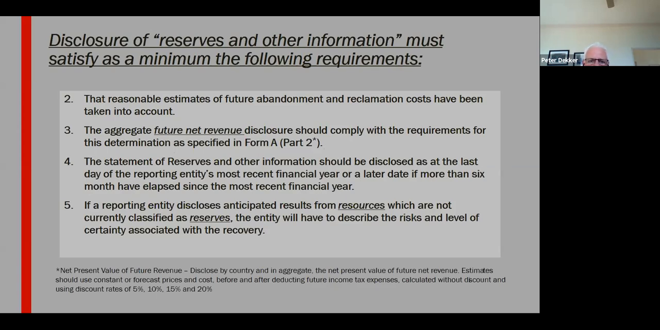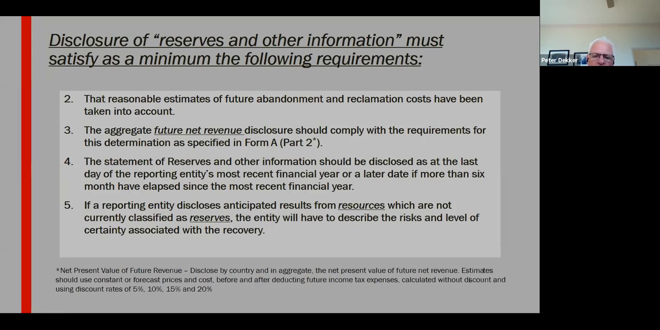Disclosure of reserves and information must satisfy the following criteria. This is the second part. Reasonable estimates of future abandonment and reclamation costs have been taken into account. We require that these costs are taken into account in our reserve bookings. You can't call volumes reserves if they've not been taken into account. The aggregate future net revenue disclosure should comply with the requirements for this determination as specified in Form A. So the net present value should take 5, 10, 15, and 20% discount rates to show what your share is of the discounted net revenue.